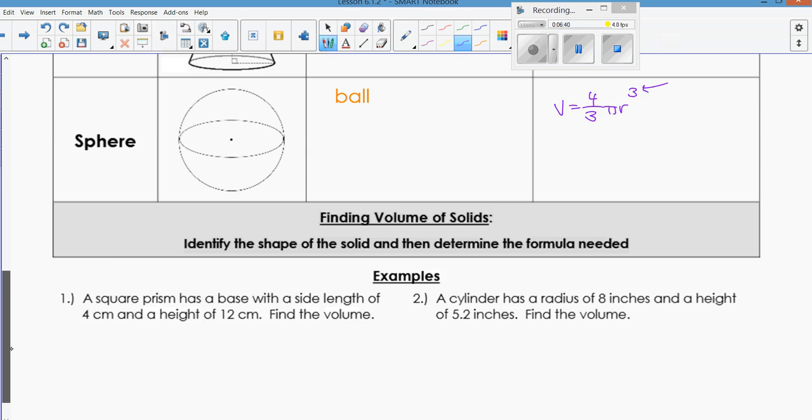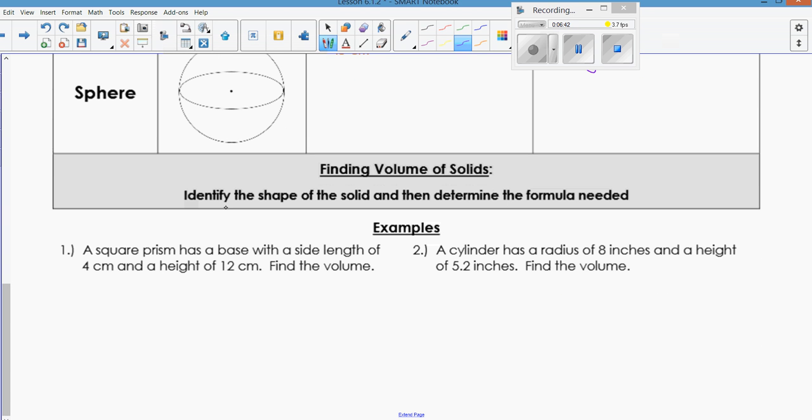Alright? So when finding the volumes of solids, you want to make sure that you identify the shape, meaning is it a prism or is it a pyramid, because that's going to dictate whether it's area of the base times height or 1/3 area of the base times height. And then once you do that, you can determine the formula.